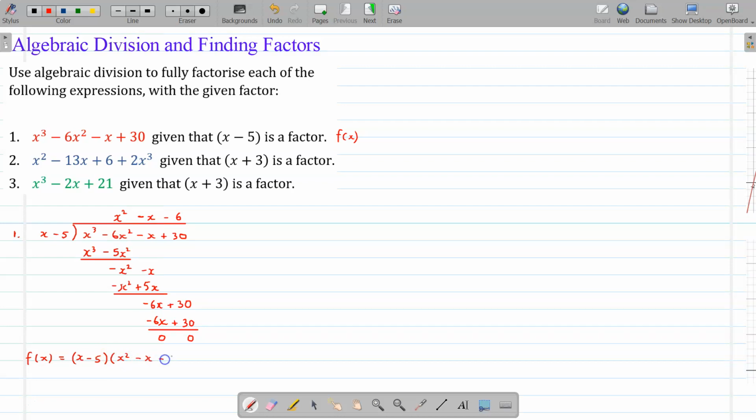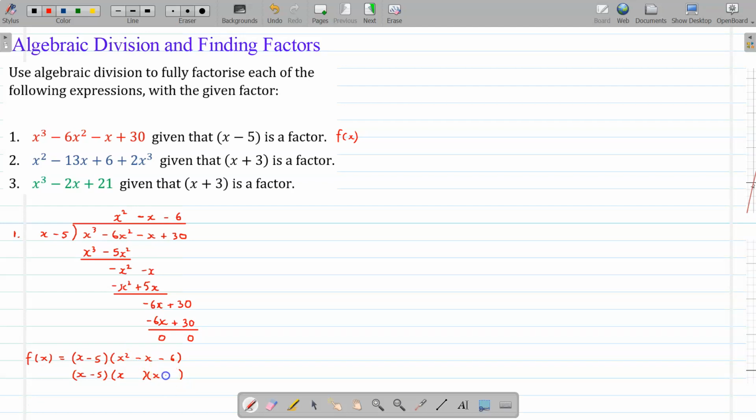Now at that point you look at what you've done and ask the question, can it be factorized further? Now you've got a linear factor here, that's one where the highest power of x is 1, and a quadratic factor here. And the question is, can that quadratic be further factorized? In other words, are there a pair of numbers that multiply together to give minus 6 and add together to give minus 1? Well, there are.